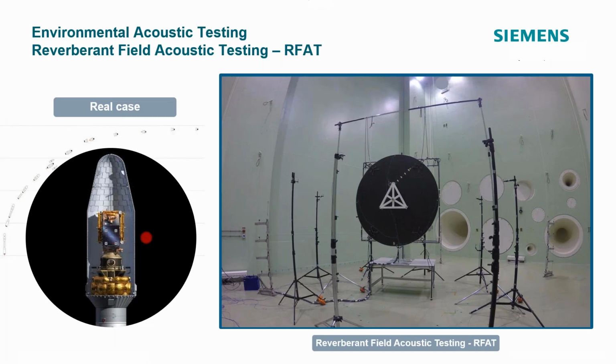These spacecraft will see some extremely severe acoustic environments as they're launched up into space. So basically, before they get up into the heavens, they've got to go through a hell of a lot of acoustic noise as they're being launched into space. This is shown in a typical reverberation chamber. So we call this reverberant field acoustic testing, or RFAT.